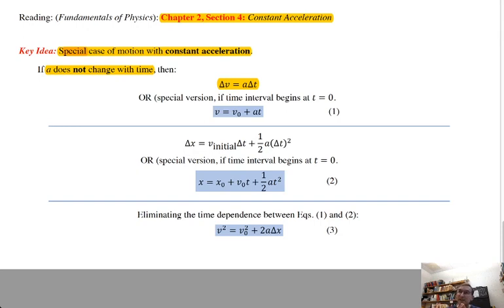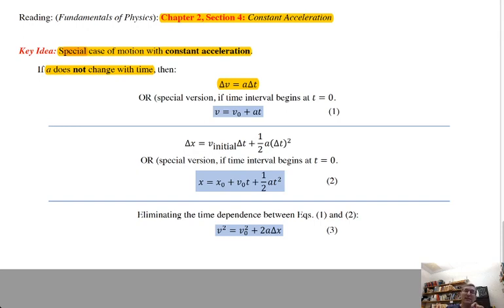Now, a lot of books will take this formula and write it in a way that makes it look different, but it's really the same. It's just specialized one little bit. It's assuming that the time interval delta T starts when the clock reads 0, when T equals 0.